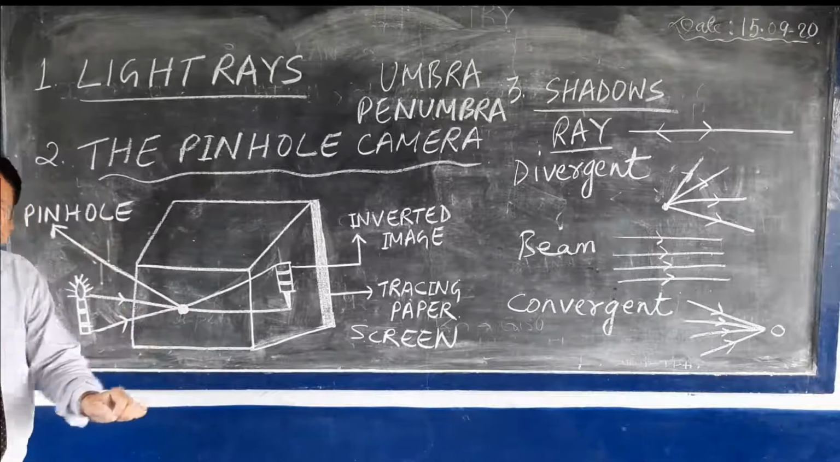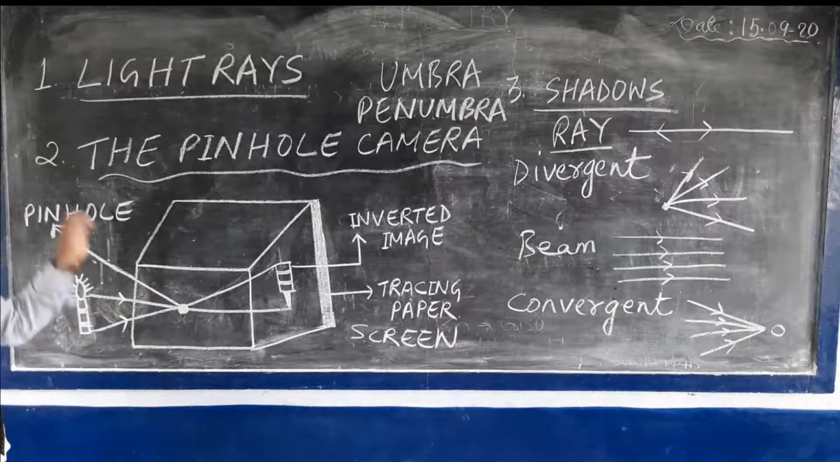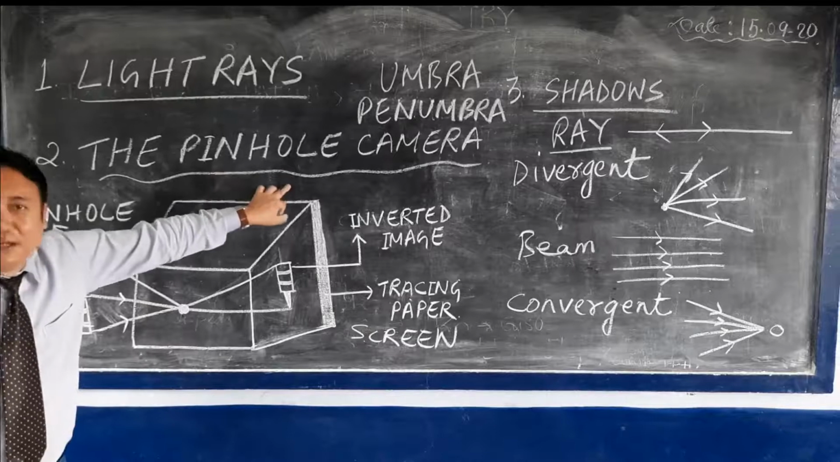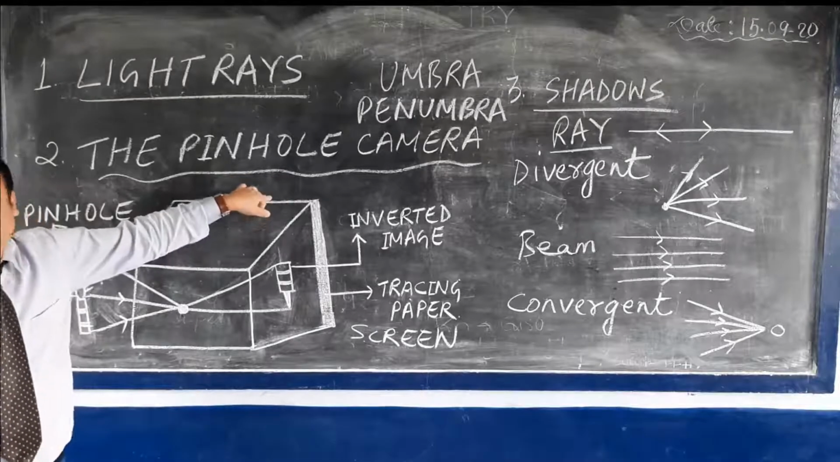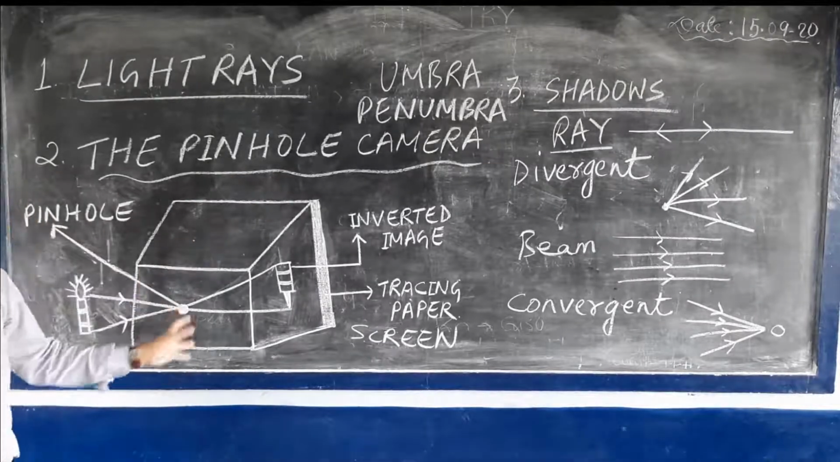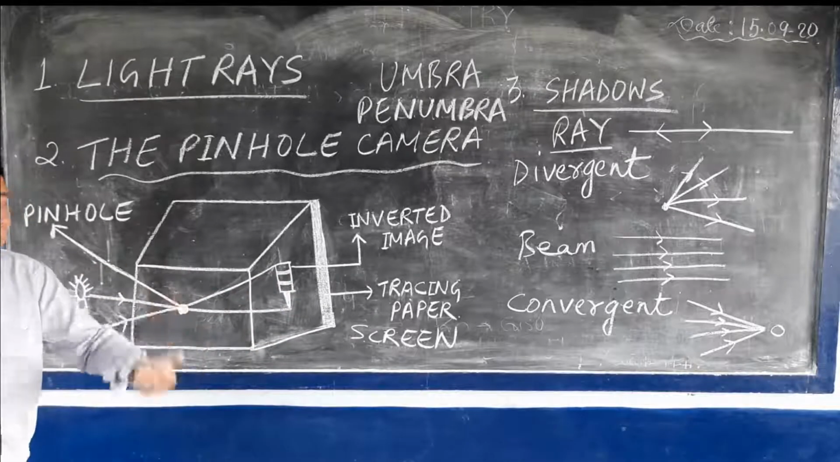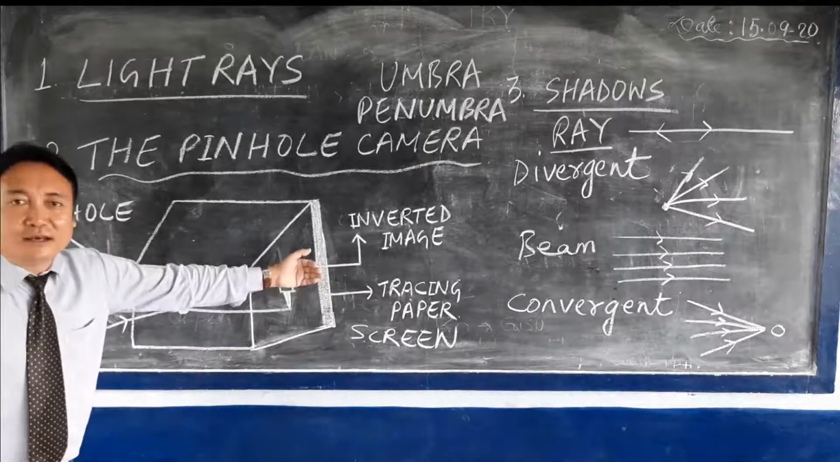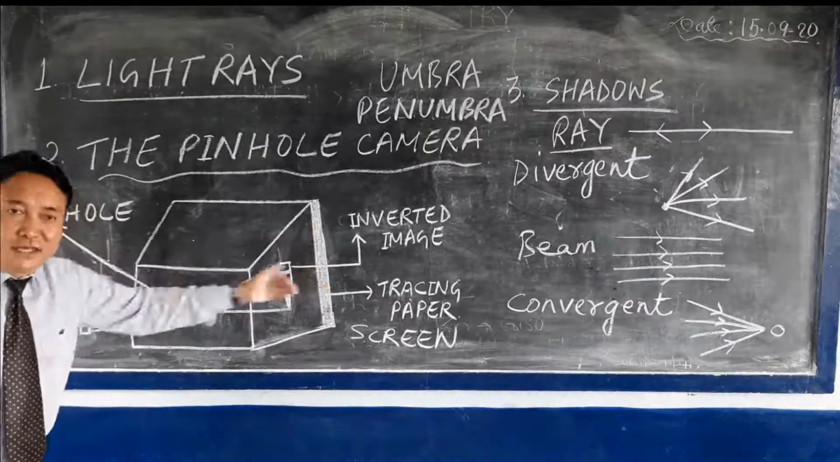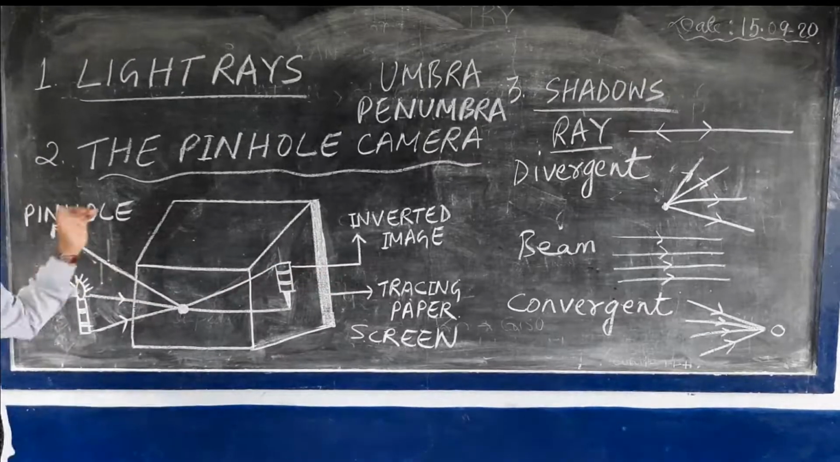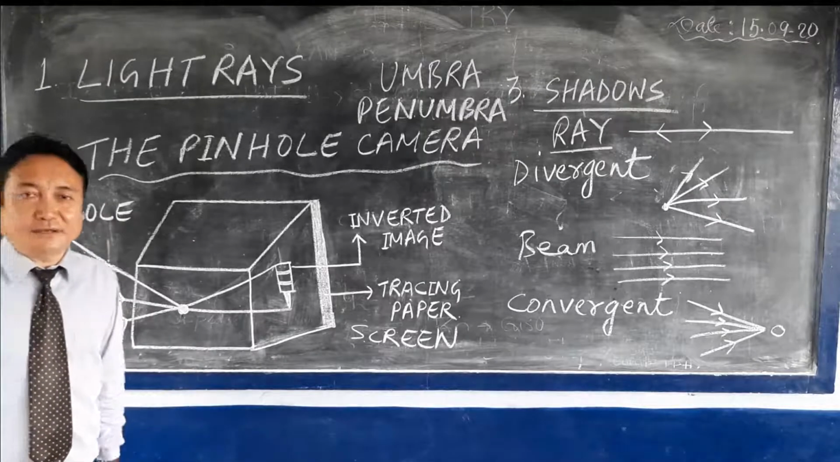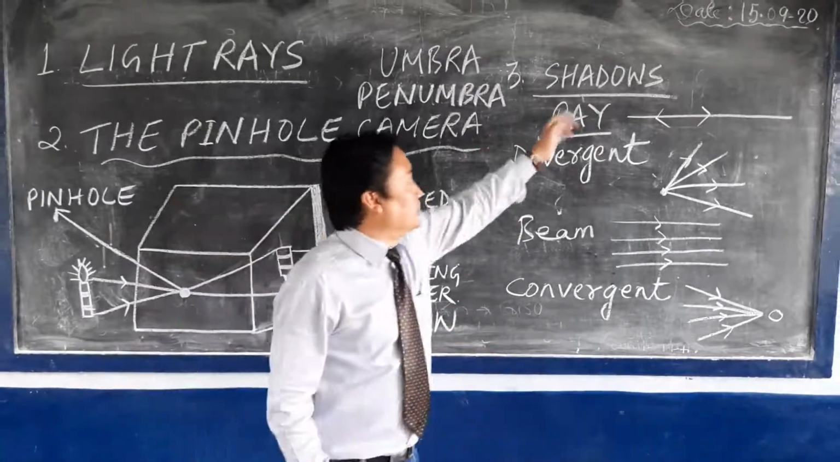Okay, so to see the image clearly, what do we have to do? We have to make a hole like a pinhole. So by making a pinhole in a rectangular box, you can see the image, and the image can become larger and smaller depending upon the position of the screen as well as the object. So this is about the pinhole. Now the next one is shadow.